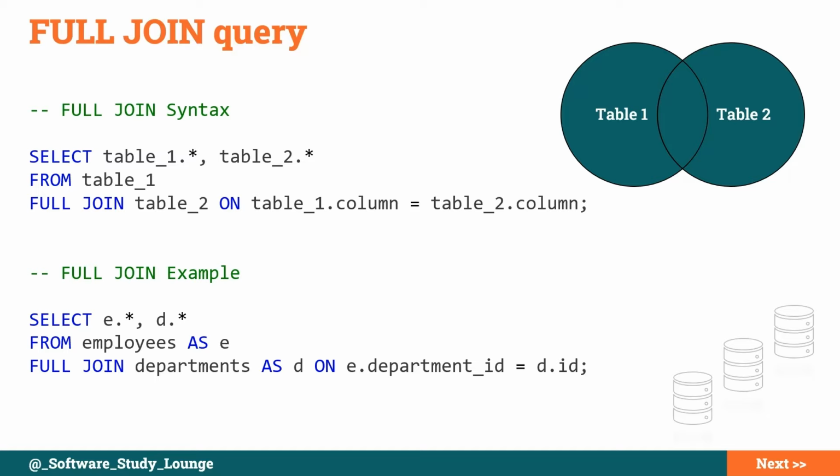Full join syntax: select table_1.*, table_2.* from table 1 full join table 2 on table1.column = table2.column. Full join example: select E.ID, D.ID from employees as E full join departments as D on E.department_id = D.id. So this is the example. This query is also the same, only one word is changed, which is full instead of left, right, or inner join.